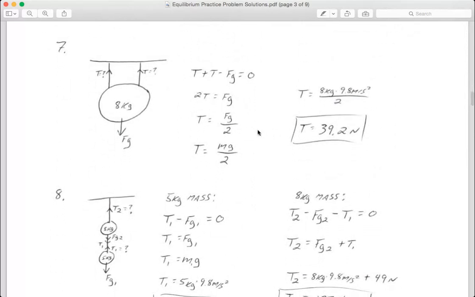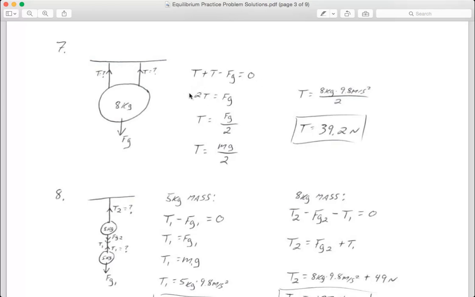Going down to number 7, here's an 8-kilogram object that's being held up by 2 different ropes. They're going straight up in the air. And I've got gravity that pulls straight down. I don't have any forces that move at weird angles, so no right triangle, sine, cosine stuff to do. I just have my up arrow, one of the tensions, plus my other up arrow, another tension, minus my down arrow, which is force of gravity, equals 0.